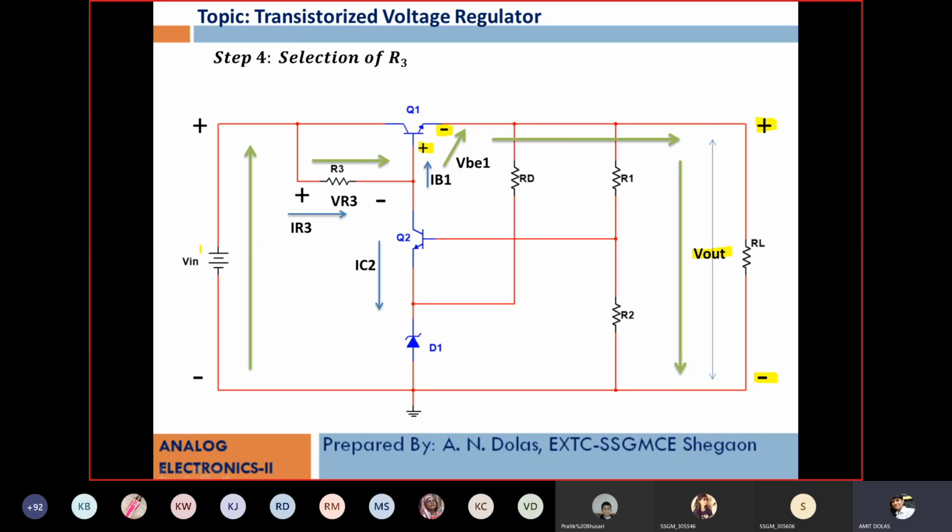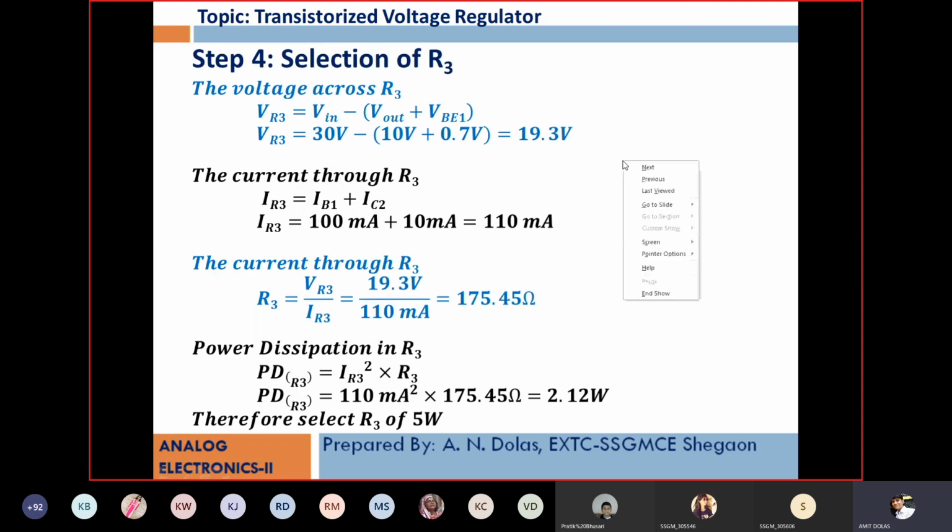But if you can see what is input is plus up minus down. So it will be minus plus, then plus minus. So VBE and V out will be additive and V in will be phase opposition to that. Therefore, after KVL equation, we get VR3 will be equal to input applied minus addition of V out and VBE. Maximum input is 30 volt, putting value, 30 minus 10.7, that is 10 plus 0.7, will be 19.3 volt dropped across resistance R3.